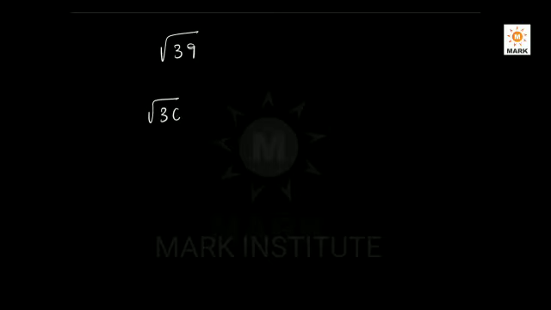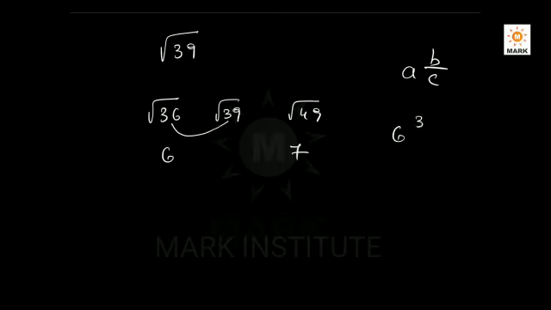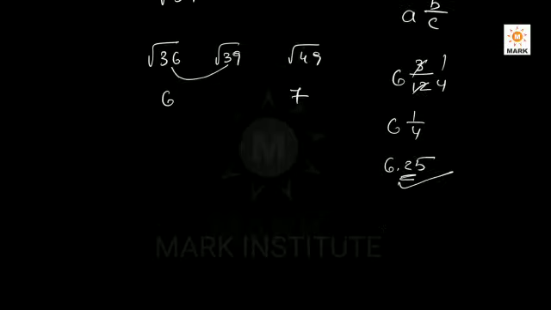Now the next one is the square root of 39. It lies between root 36 and root 49, that means between 6 and 7. In the place of a b by c, 6 is the whole number. What is the difference between 36 and 39? It is 3. What is double of 6? 12. So 3 by 12 can be written as 1 by 4, so 6 1 by 4, which can be written as 6.25. 6.25 is the approximate square root of 39. One more example.